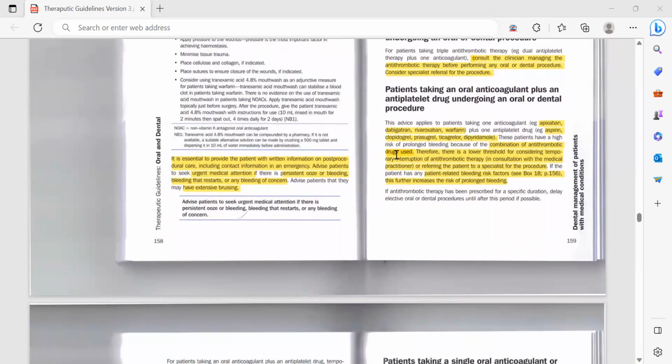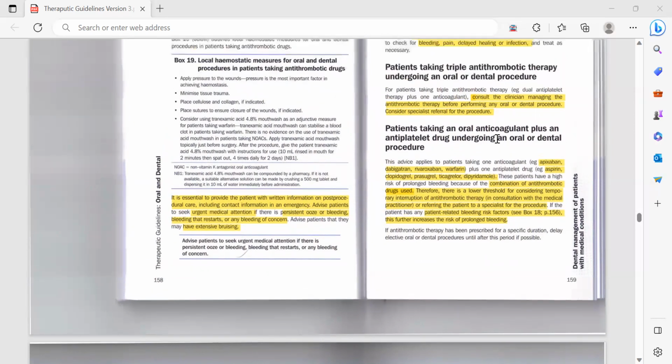These patients have a higher risk of prolonged bleeding because of the combination of antithrombotic drug use. Therefore, there is a lower threshold for considering temporary interruption of antithrombotic therapy in consultation with the medical practitioner, or referring the patient to a specialist for the procedure. It is a bit lower risk than the triple antithrombotic therapy, but it also comes under a very high level of risk.